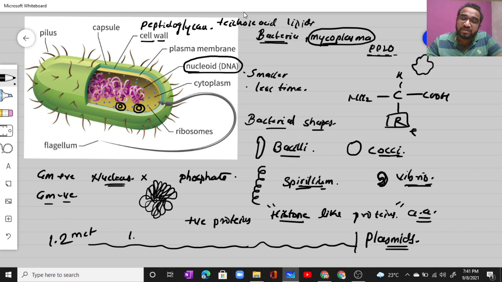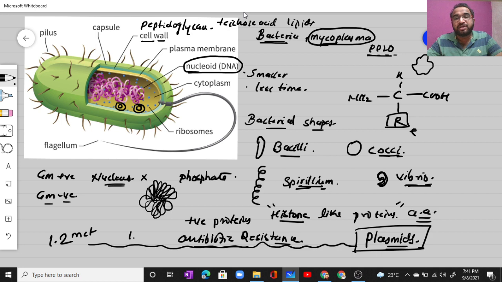So this plasmid DNA has its own specific genes. In some bacteria, it is seen that these genes are responsible for giving the bacteria a special feature, that is antibiotic resistance. So the genes for antibiotic resistance are present on the plasmids. What is an antibiotic resistant feature? When we talk about antibiotics, these are basically chemicals produced by living organisms which kill or stop or inhibit other living organisms.